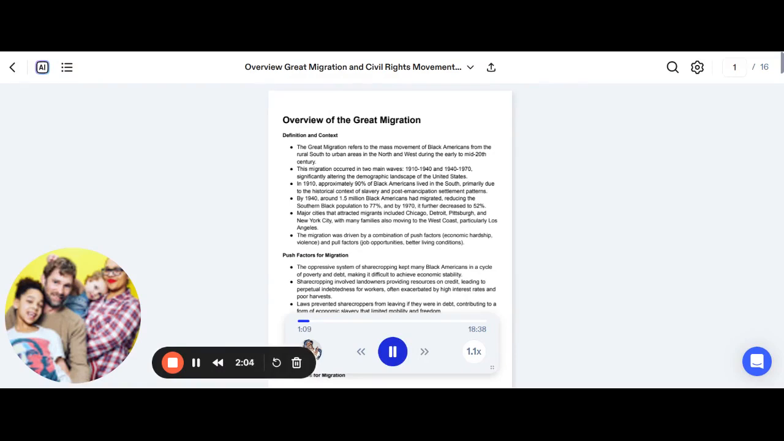Pull factors for migration. The industrial boom in the North created a demand for labor, particularly in sectors like automotive, meatpacking, and steel industries, offering higher wages than in the South. Reports of better job opportunities and living conditions in northern cities attracted many Black Americans seeking to escape poverty. For example, Black men could earn up to $5 a day in the North compared to just 75 cents a day in the South, making migration financially appealing.